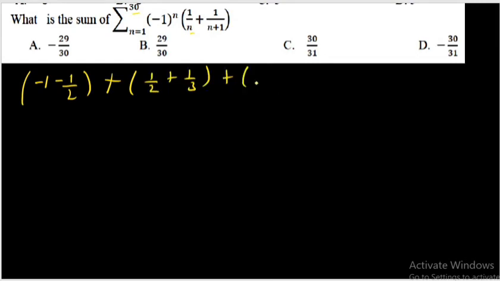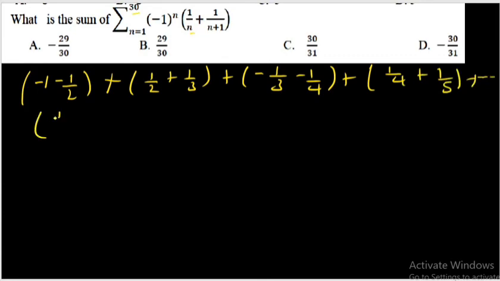Plus in the next one it will be negative both, 1 over 3 minus 1 over 4, again plus the next term, since it's a power of 4, it will be positive, so 1 over 4 plus 1 over 5. It goes like this until the 30th term. The last term will be 1 over 30 plus 1 over 31. It will be positive because 30 is even.